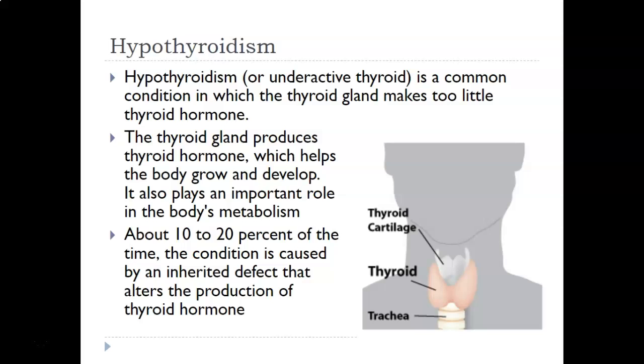And our last example of a disorder is hypothyroidism. What this means is you have an underactive thyroid. It's a really common condition where the thyroid gland makes too little thyroid hormone. This gland produces the hormone, and that hormone helps the body grow and develop, and it plays a role in metabolism. About 10 to 20% of the time, the condition is caused by an inherited defect that alters the production of that hormone.